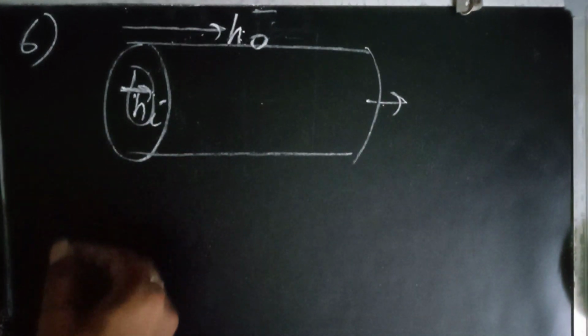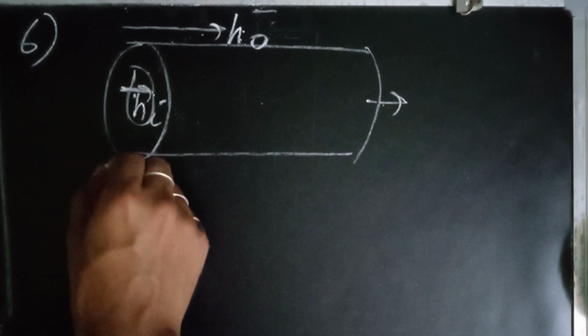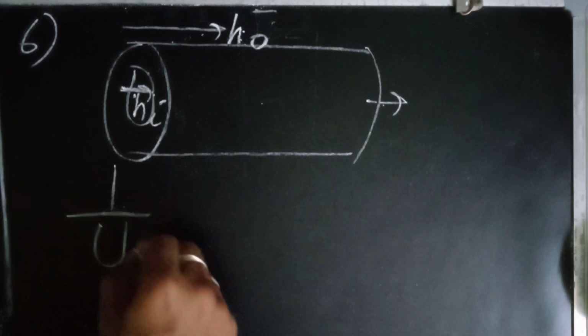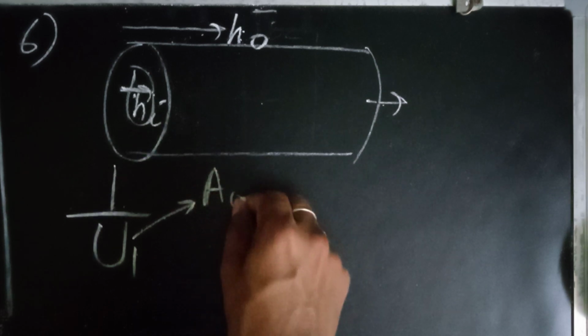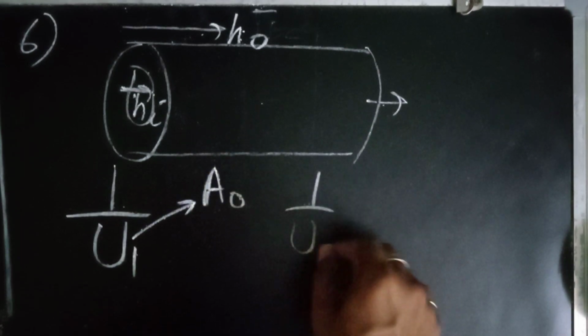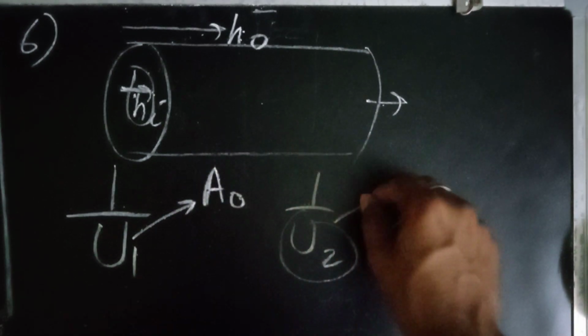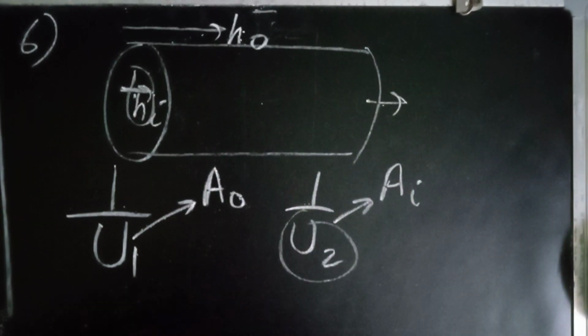Now we need to find the overall heat transfer coefficient. There were two overall heat transfer coefficients: U1, based on the outer area A_o, where o is outer, and U2, based on the inner area. Because both can be there, the outer area one was given and we need to find the inner area overall heat transfer coefficient. This was quite easy, but again some calculations.